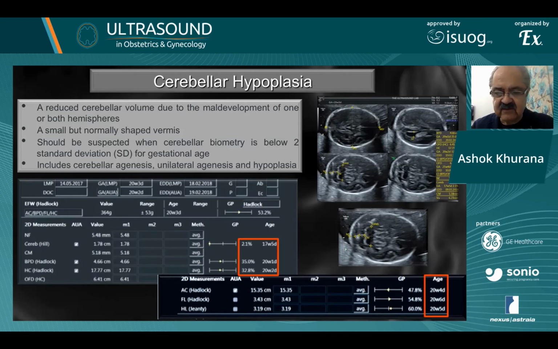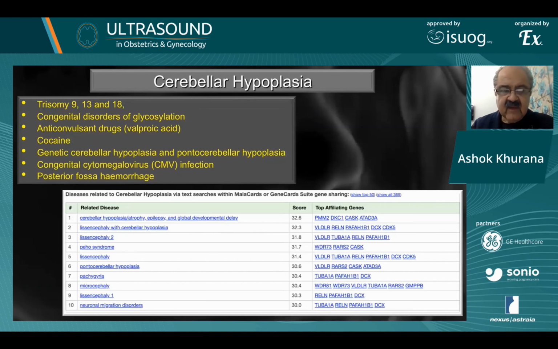And the first case I'm showing is that which was otherwise normal at 20 weeks from the head parameters, the abdominal circumference and bone lengths, but the cerebellar transverse diameter was at the second centile with a size of 17 weeks and 5 days. When we went into a search for this, we realized that it could be a trisomy 9, 13, and 18, a glycosylation disorder, exposure to valproic acid or to cocaine, a genetic cerebellar hypoplasia and pontocerebellar hypoplasia, CMV infection or posterior fossa hemorrhage sequelae.